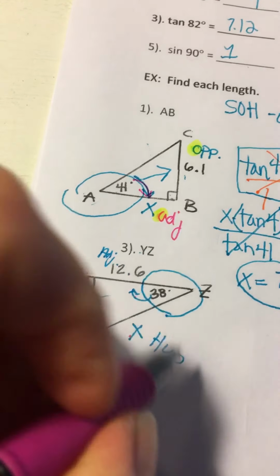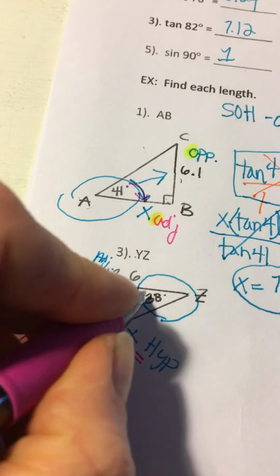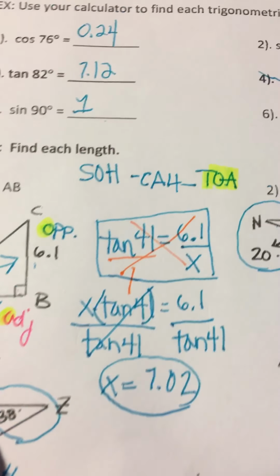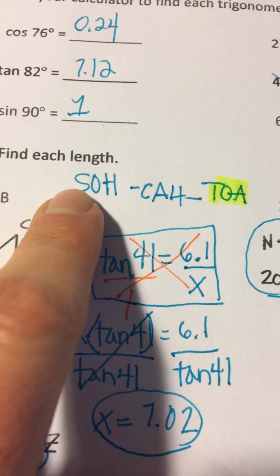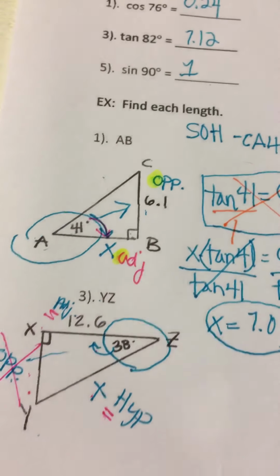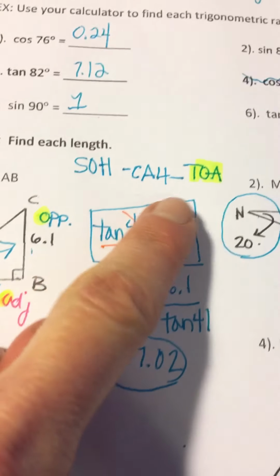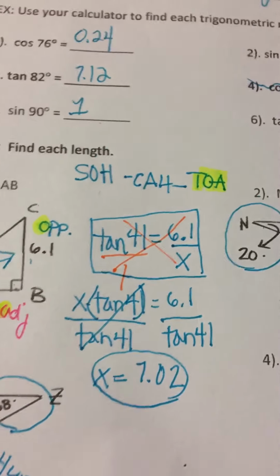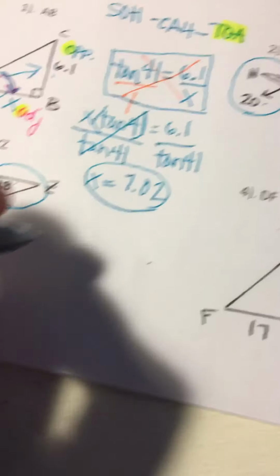I need to look for a trig function that uses hypotenuse and also uses adjacent. So if you look at your acronym, sine doesn't, tangent, what do I have here? Adjacent and hypotenuse, tangent doesn't. So in this case, it's going to be cosine. Cosine is the adjacent over the hypotenuse. So that's what I'm going to write.